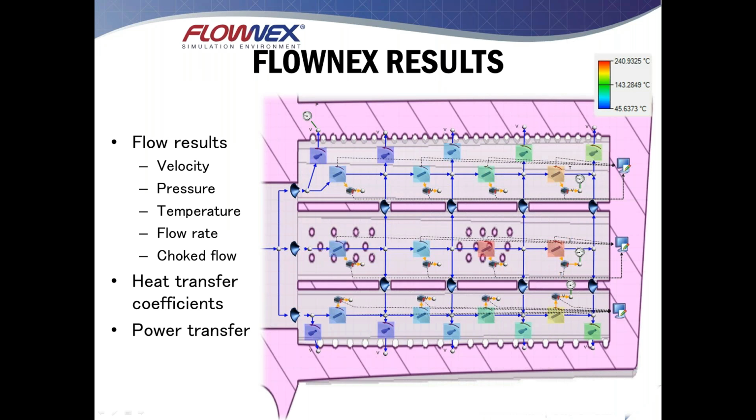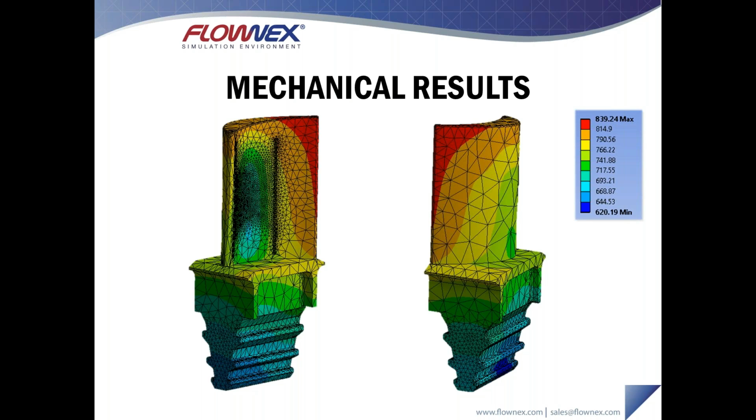From the results side, as I mentioned, we have access to our velocities, pressures, temperatures, flow rates, and because we're using a compressible model, we can also account for the effects of choking inside of our components. We can also visualize the heat transfer coefficients. So the individual heat transfer coefficients from each of these convection components is then transferred to ANSYS mechanical. So we can look at those individually and see how the heat transfer coefficient in each region is varying. We can also look at the power transfer, as I mentioned, and see what effect this has on the total power transfer or total power extraction of our turbine.